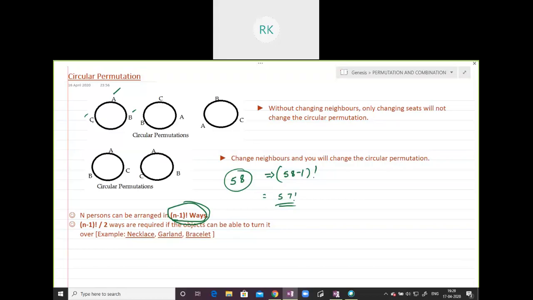So 10 more minutes, my dear Nikhil. 10 more minutes. Let's say the 3 persons sitting round a table. So I will arrange any 2 members out of.